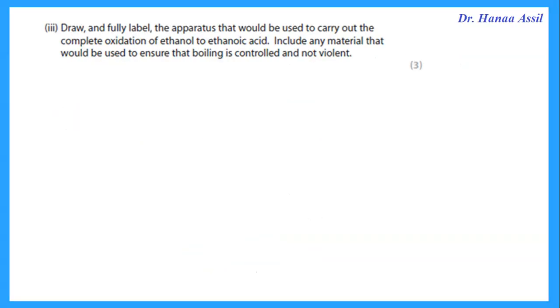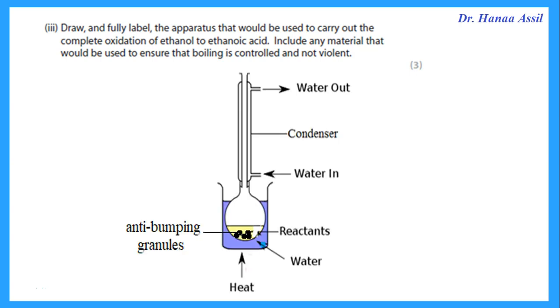Draw and fully label the apparatus that would be used to carry out the complete oxidation of ethanol to ethanoic acid. Again, we're being told to draw what? This setup for heating under reflux. Include any material that would be used to ensure that boiling is controlled and not violent. What is that? We said that is the anti-bumping granules. These are placed in the flask to ensure that boiling is controlled and not violent. Please learn how to draw this apparatus.